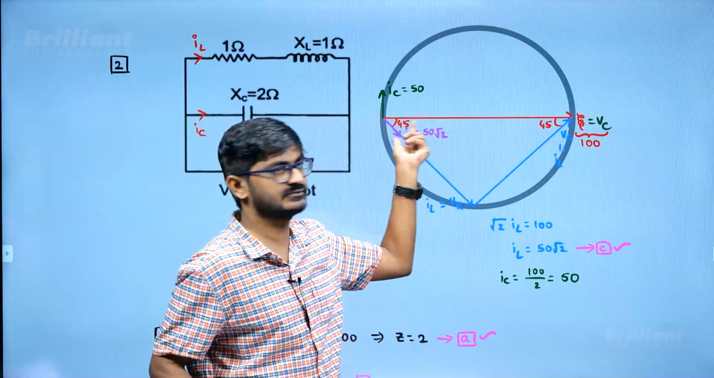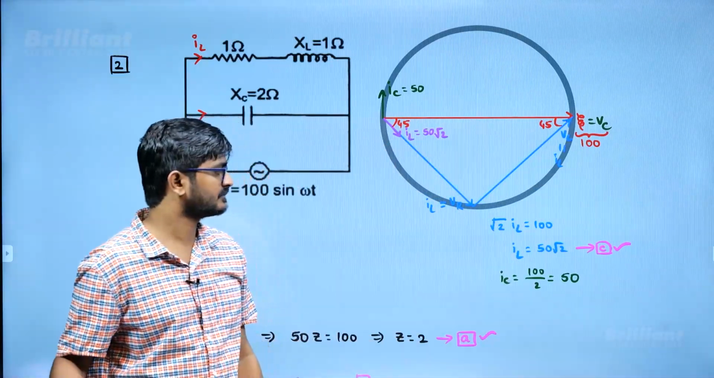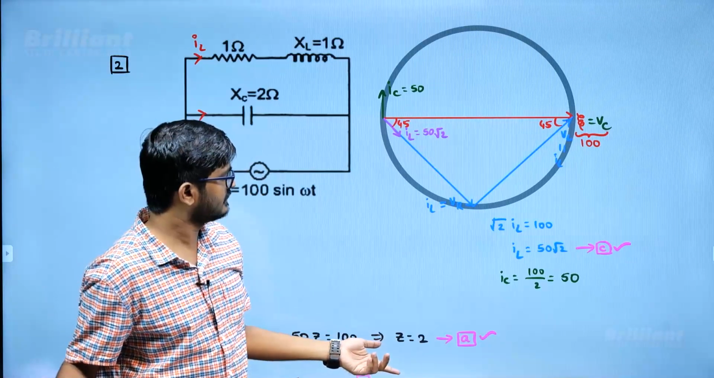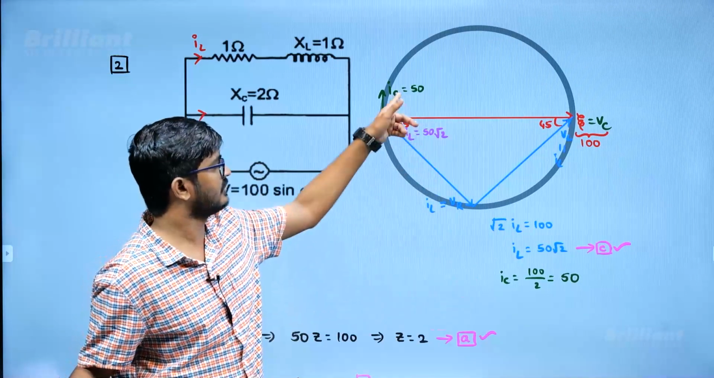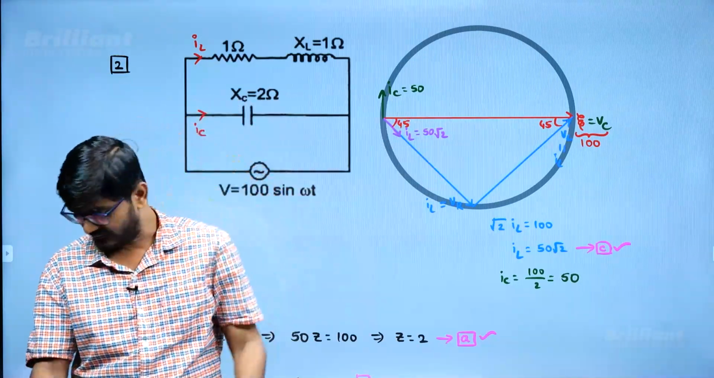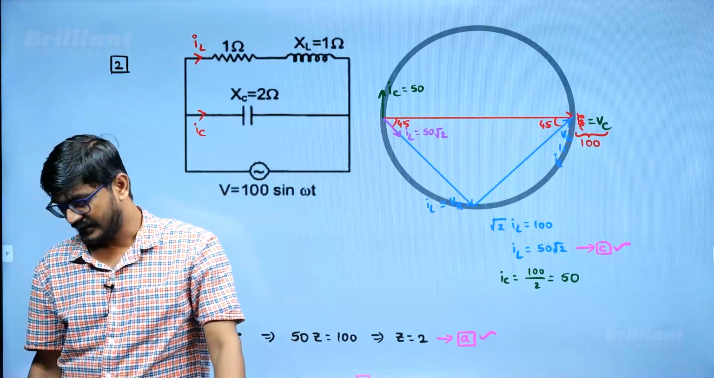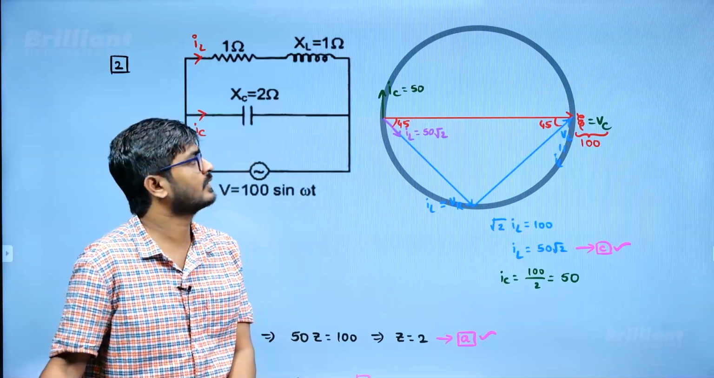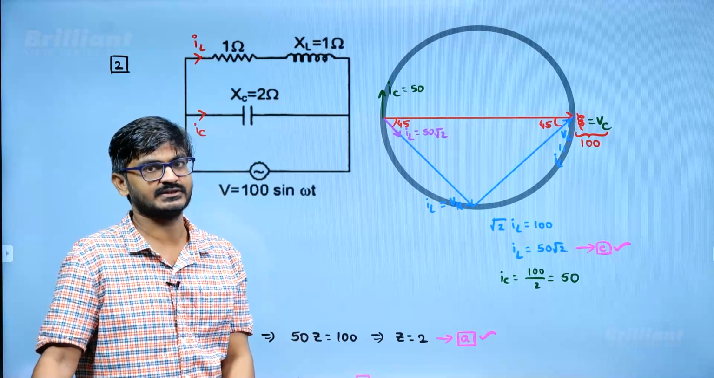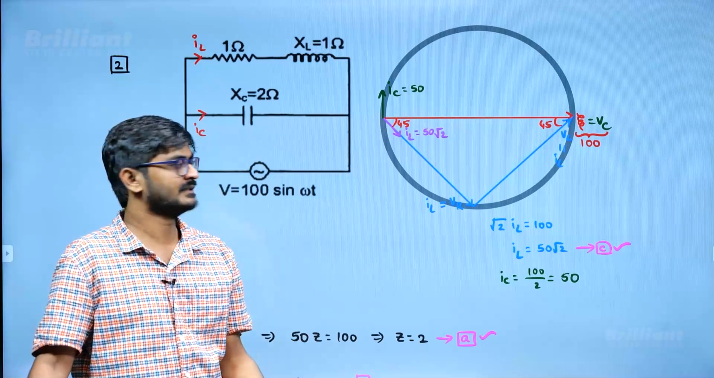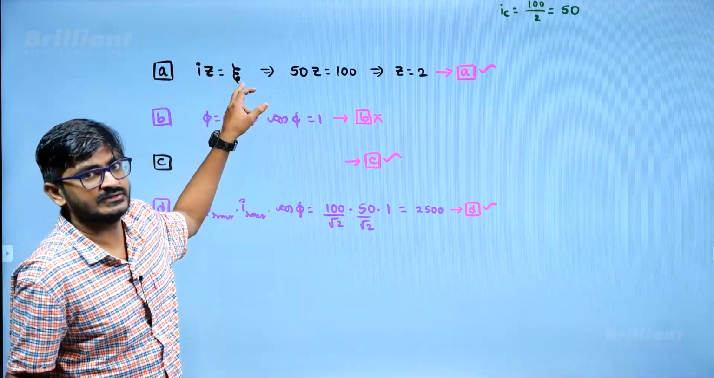I have put IL as 50 root 2, and IC value I have put 50. Now what we need to find is the impedance. If you want to find impedance, you need to see what the total current is. Total current into impedance will give me the source voltage, right?